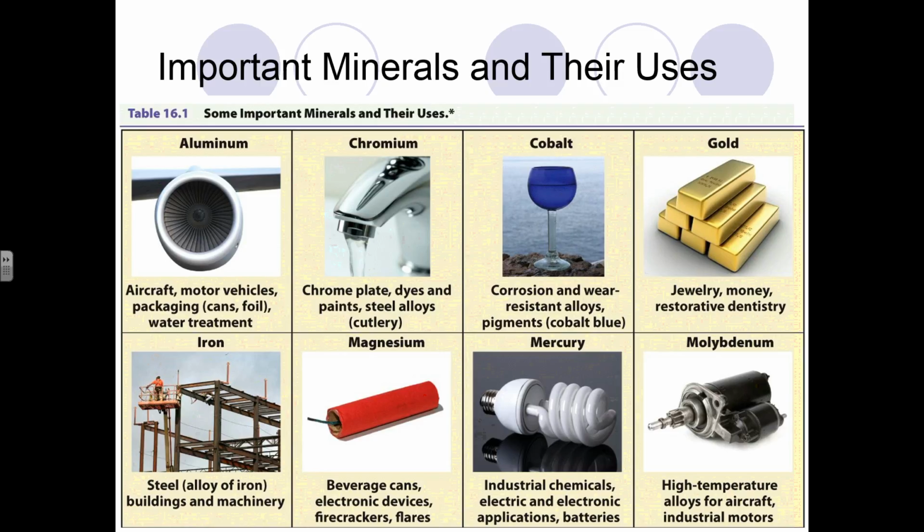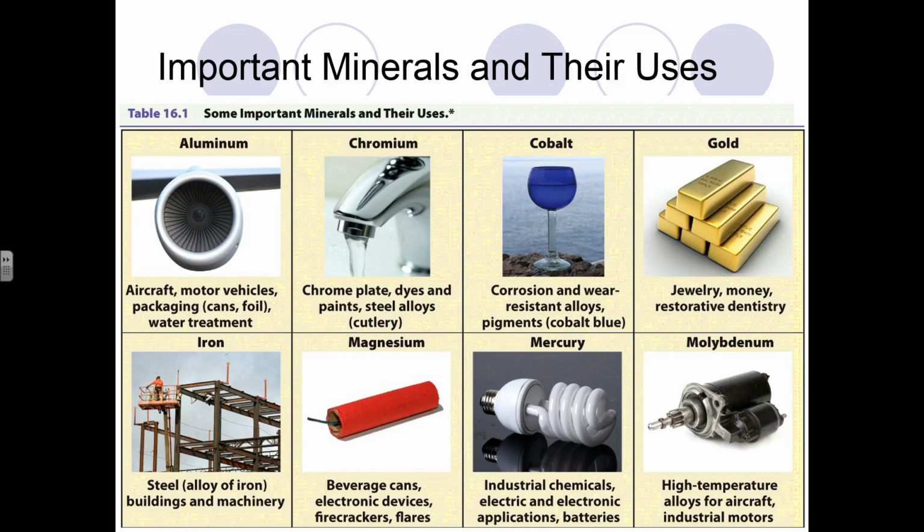Next one over, you can see chromium. Maybe you've heard of chrome. You can see it on a faucet right there. Maybe you've heard of chrome rims. You know that those are a little bit more expensive than say hubcaps on someone's car. Chrome can be used to make steel. So it's going to make an alloy, which is like a mixture of metals, dyes, paints, cutlery.